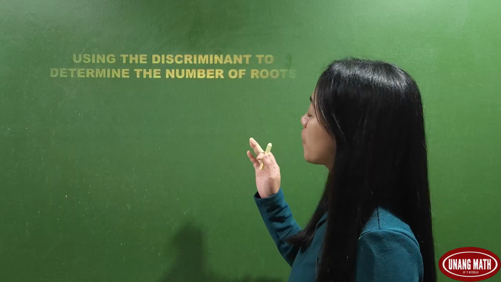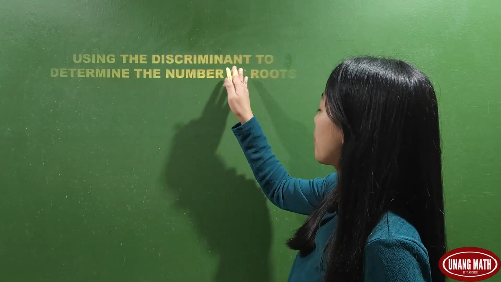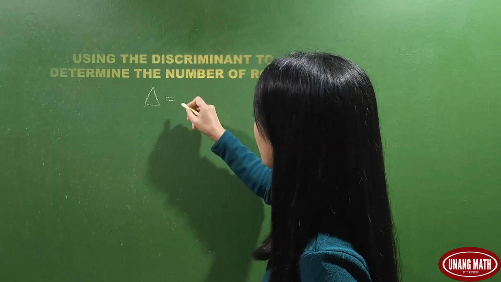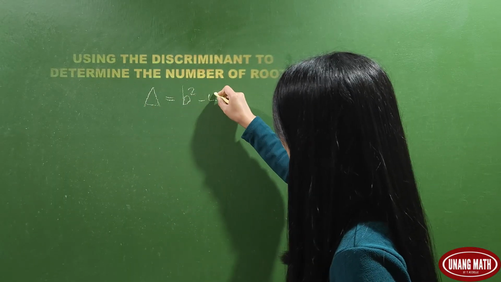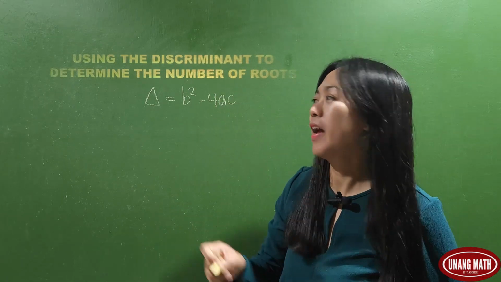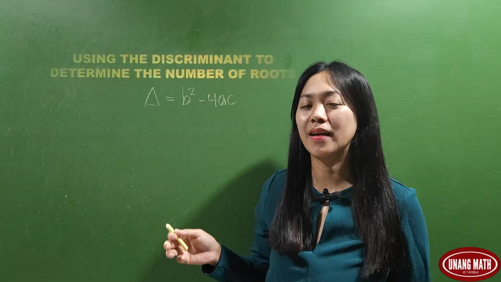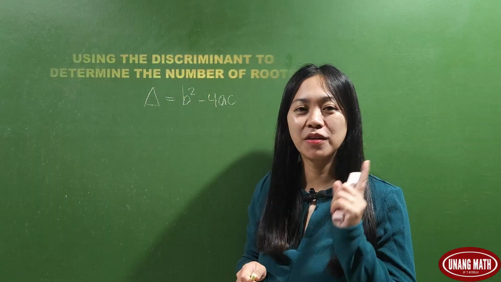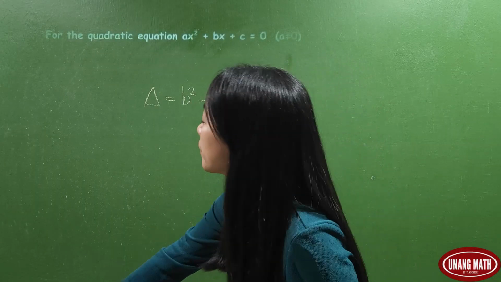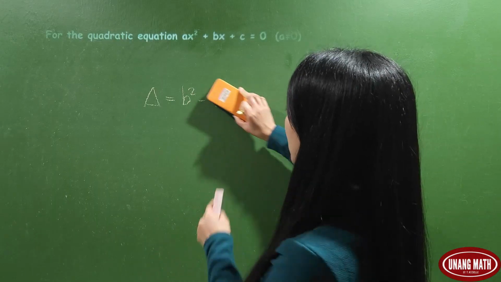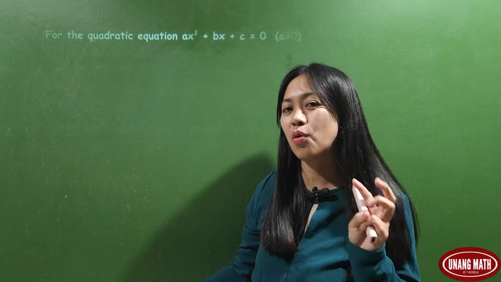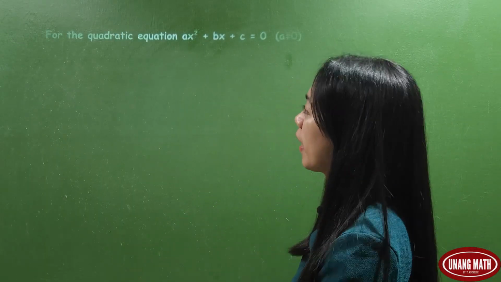In this episode, our lesson is using the discriminant to determine the number of roots. When we say discriminant, this is the value of b squared minus 4ac. This value will tell us how many solutions a quadratic equation has without solving. Okay, how? We already know that a quadratic equation has one solution, two solutions, or no solution.